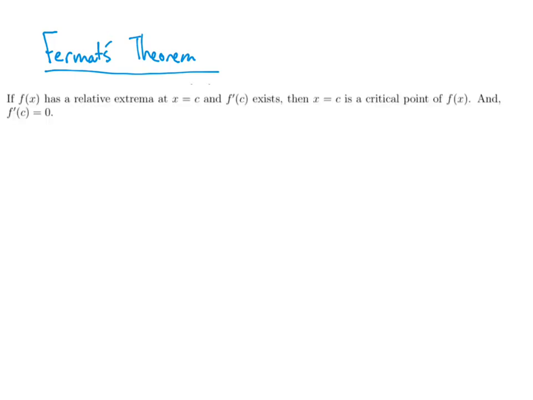What Fermat says is that if f of x has a relative extrema, so a relative max or min, at the value x is equal to c, and the derivative of the function at c exists, then we say that that x value is called a critical point for the function. So this is a key term that we'll be using. And the derivative at that value is going to be equal to 0. So what does this mean?